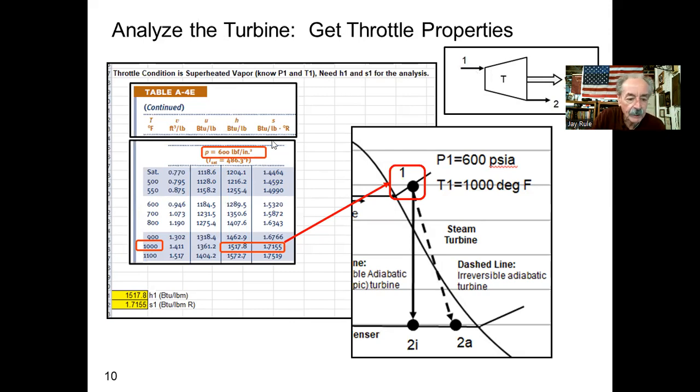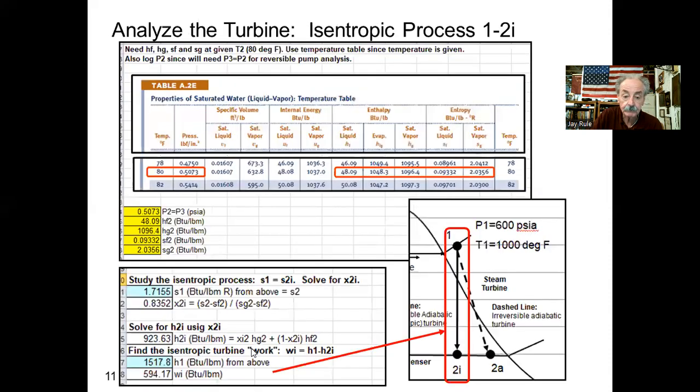Okay, so here we go. We're going to go to the back of the book, 600 psi, 1,000 degrees F. So we're going to write down h1 is 1517.8 BTUs per pound, and s1 is 1.7155. We write that down in our solution and then move on. So looking ahead, we're going to study the isentropic turbine first.